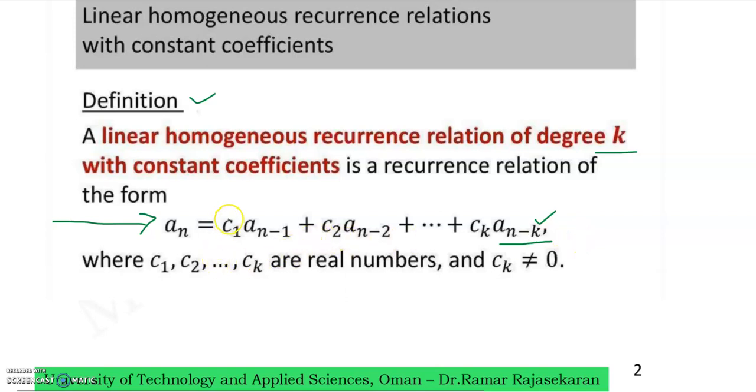Now here, what is this? C1, C2, etc. Ck. All these values are real numbers and not equal to 0. Now here clearly we can say that this is the linear homogeneous recurrence relation. Why? You see a n minus 1, a n minus 2, etc. a n minus k have the degree 1. So this is a linear homogeneous equation. There is no doubt on this. So the degree of this equation is k, it is linear, and c1, c2, etc. ck are all real numbers not equal to 0. That's it.